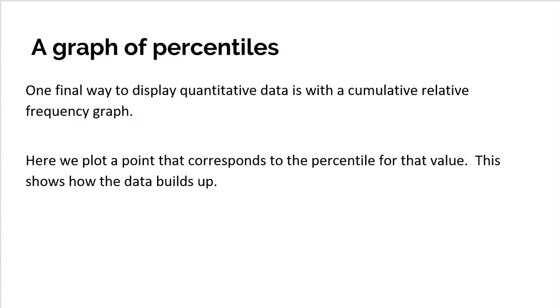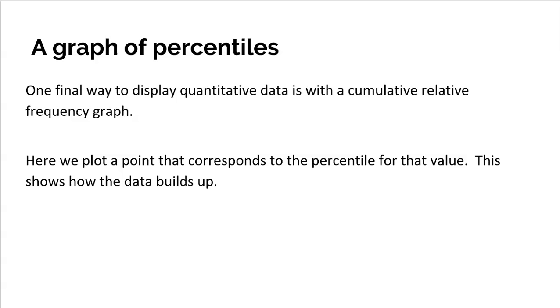So this is basically a really cool graph because it's a graph of percentiles. This is one final way to display quantitative data, so it cannot be used for categorical data. What this shows is cumulative relative frequency. Relative means it's showing proportions, and cumulative means it's showing built up proportions. I'll explain that when we actually take a look at one. So here we plot a point that corresponds to the percentile for that value.